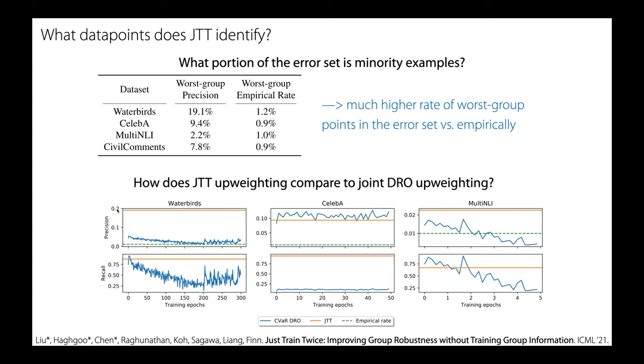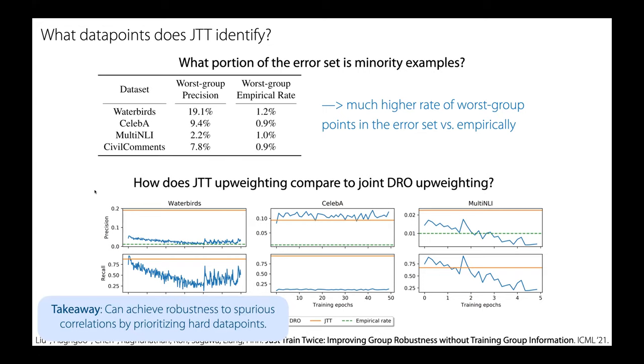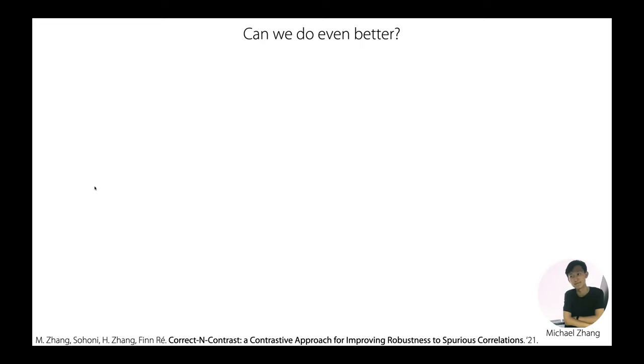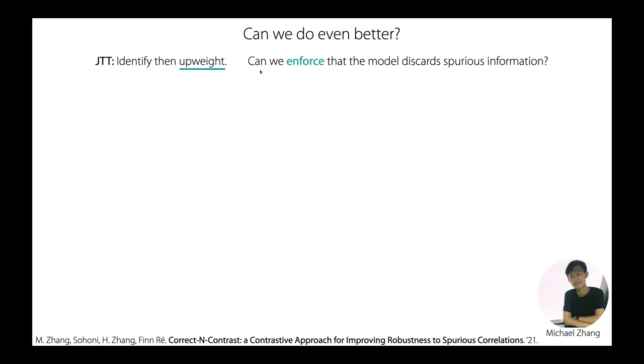Great. So the takeaway here is that we can achieve much greater robustness to spurious correlations by essentially just prioritizing data points that are difficult for a standard model. Now, can we do even better? In JTT, the key approach was to identify the points and then upweight them. But this upweighting approach can encourage the model to look at the data points without the spurious correlations, but it's not really enforcing the model to pay attention to one feature or another. What we want is to enforce that the model discards the spurious information in its representation. And if we can enforce this, then we should be able to get even greater robustness.